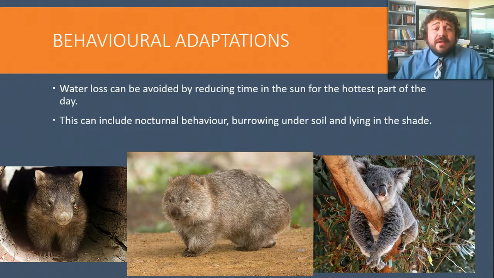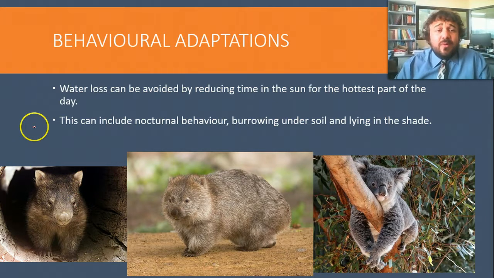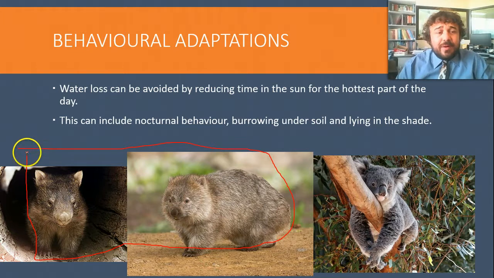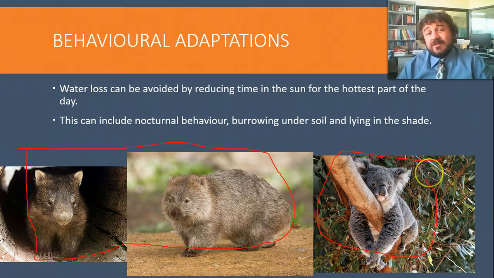All right. Then we have the behavioral adaptations. So we can basically avoid or reduce water loss by reducing the amount of time we spend in the hottest part of the day. There are several ways of doing this. You've got the wombat way, which is to burrow into a hole during the day. So you burrow in the soil. Frogs will do this as well. You can lie in the shade, or you can go the koala way, which is to have largely nocturnal behavior.